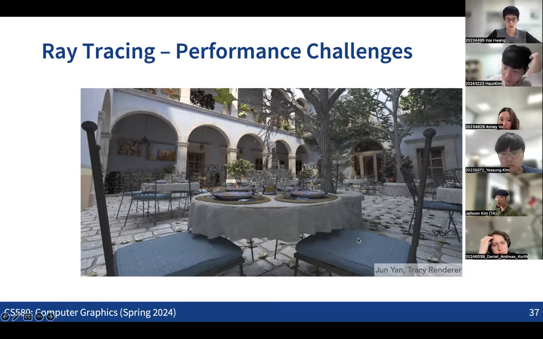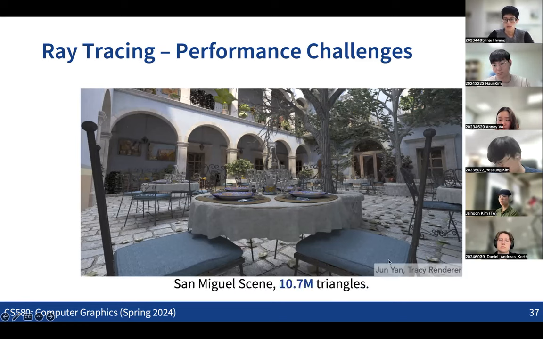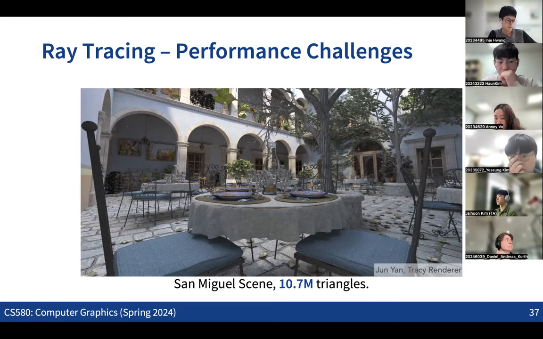Any guess how many triangles we have? Yeah, 1 million, 2 million, 10 million, 500K. Actually, in this case we have 10.7 million triangles. Which means that we have some hundred thousands of pixels and 10 million triangles.